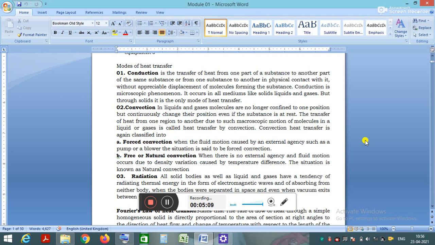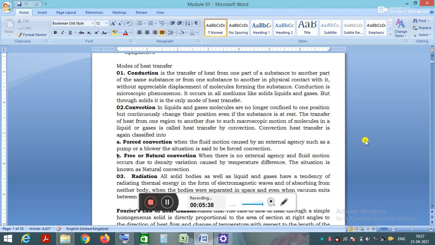The transfer of heat from one region to another due to such macroscopic motion of the molecules in a liquid or gas is called heat transfer by convection. Convection is the mode of heat transfer where the energy transfer from one region to another takes place due to macroscopic motion of the molecules.